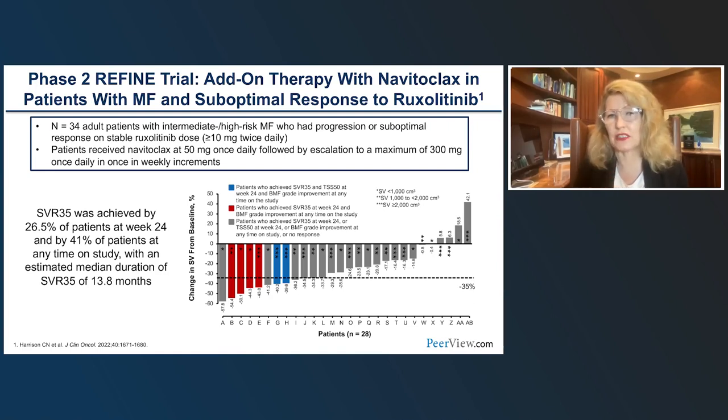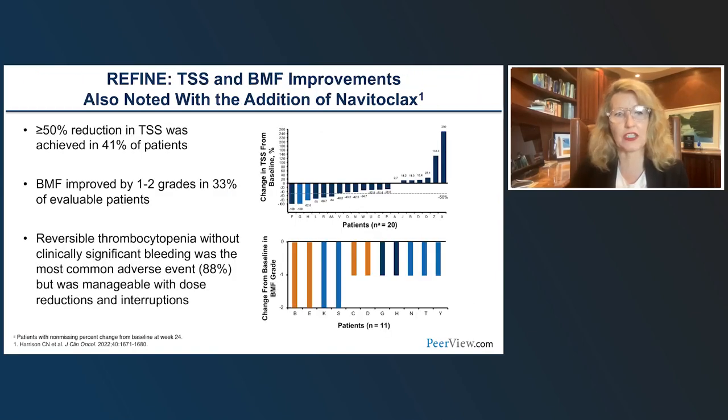So there's the nice thing about this study, it actually took into account the grade of bone marrow fibrosis, which we're really using, as Dr. Mesa mentioned, as a key prognosticator in disease now. We're also looking at durability of response. So when you look at the REFINE study, the total symptom score and bone marrow fibrosis improvements, those were noted with the addition of navitoclax to ruxolitinib. A greater than 50% reduction in total symptom score was achieved in 41% of patients. And really, in a very positive way, bone marrow fibrosis improved by 1 to 2 grades in a third of evaluable patients. So that's a game changer.